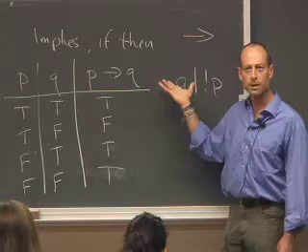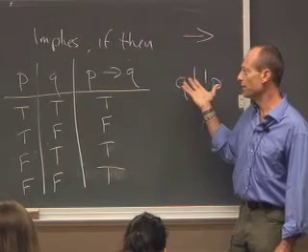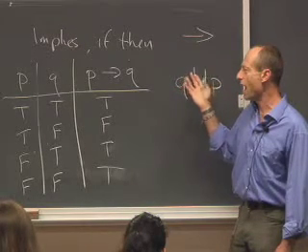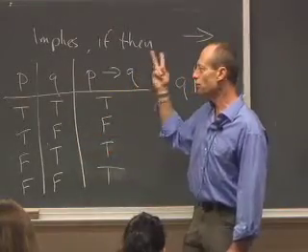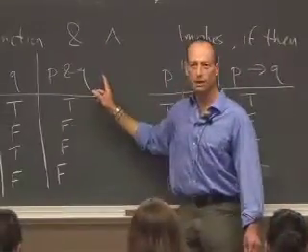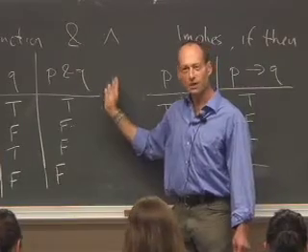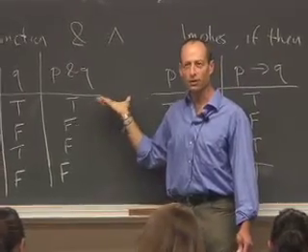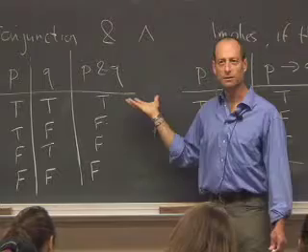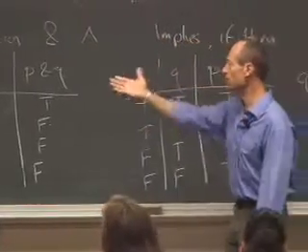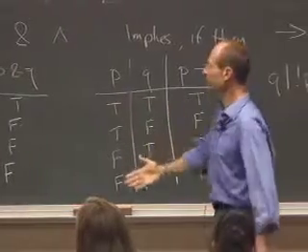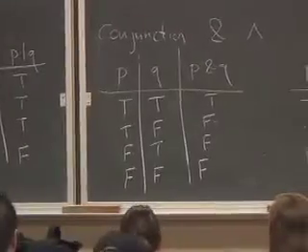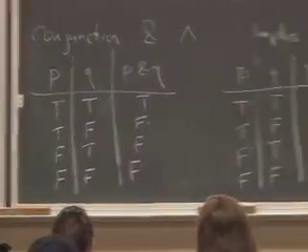Okay? Now, these are truth tables involving two propositions being combined in some way. How many such truth tables are there in all? I've listed here three of them. One of them is for P or Q, one is for P and Q, one is for P implies Q.